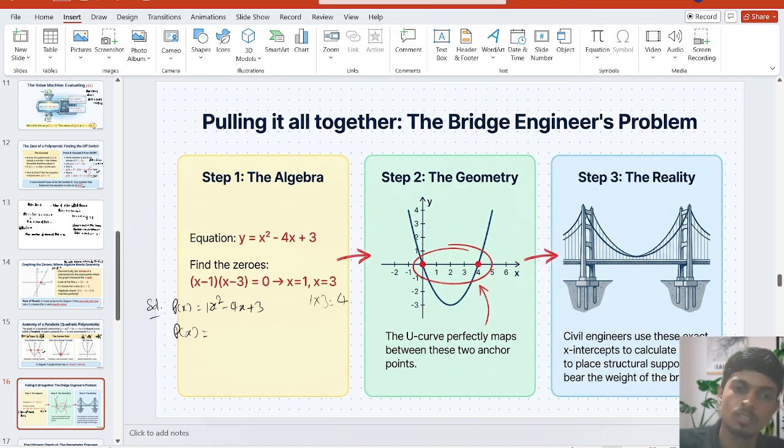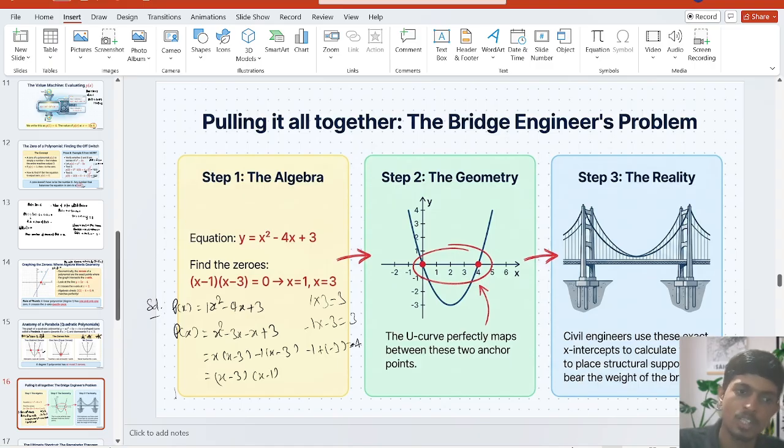Sorry, 1 into 3 is equal to 3, and we have to solve minus 1 into minus 3, this is equal to 3, and minus 1 plus minus 3, this is equal to minus 4. So the middle term is split like that. So x square minus 3x minus x plus 3, and common x minus 3 minus common x minus 3. So simply common x minus 3, this is x minus 3 into x minus 1.